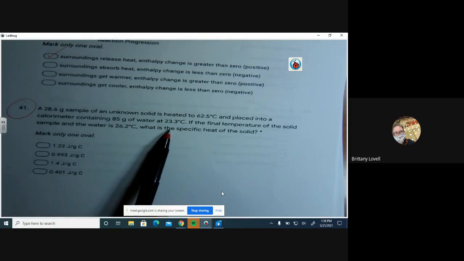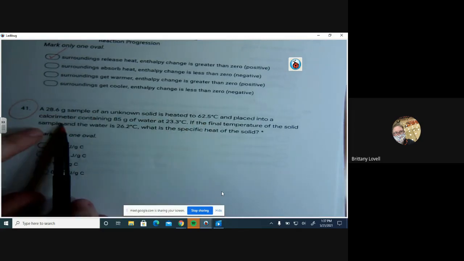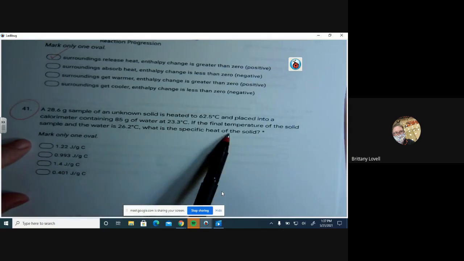41. Here's a problem where the math is not hard. It's just going to be a big problem because we've got a lot of information. This goes back to the unit where we were talking about heat and changes in heat. So if something gets dropped into a cold water bath, one thing will lose heat while the other thing gains heat. So the first thing I'm going to do is just sort out my information. I know that I'm dealing with a sample of unknown solid that's heated to this temperature and is placed into a calorimeter containing this much water at this temperature. Now the final temperature of the whole system is this, and it says what's the specific heat of the solid.